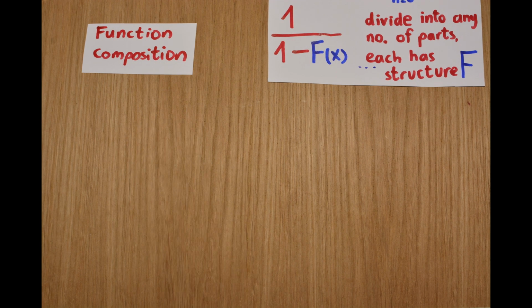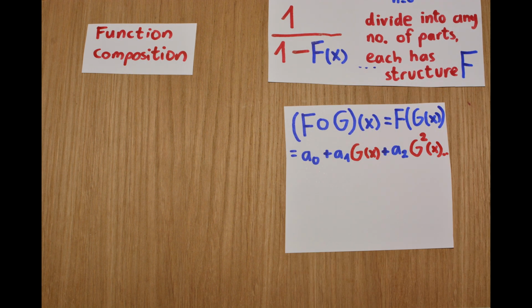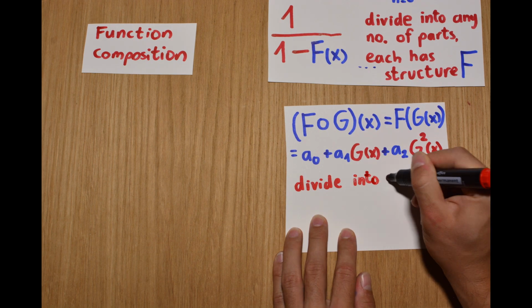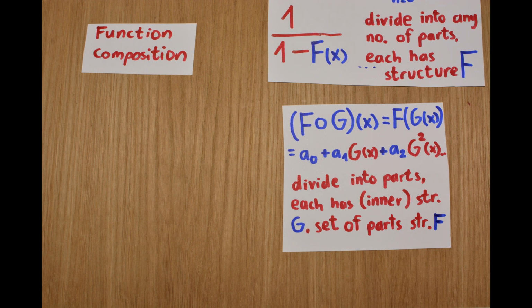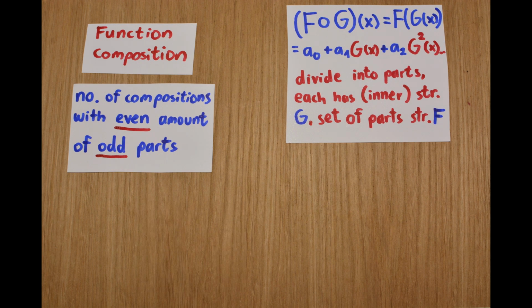Finally, let's touch on function composition, since what we've done now is basically composite a generating function with 1 over 1 minus x. What does it mean to compose two generating functions? Again, we are dividing a line of objects into an arbitrary number of parts. Each part has an inner structure G, while the overarching collection of parts has outer structure F. Let's demonstrate this with the final task for today.